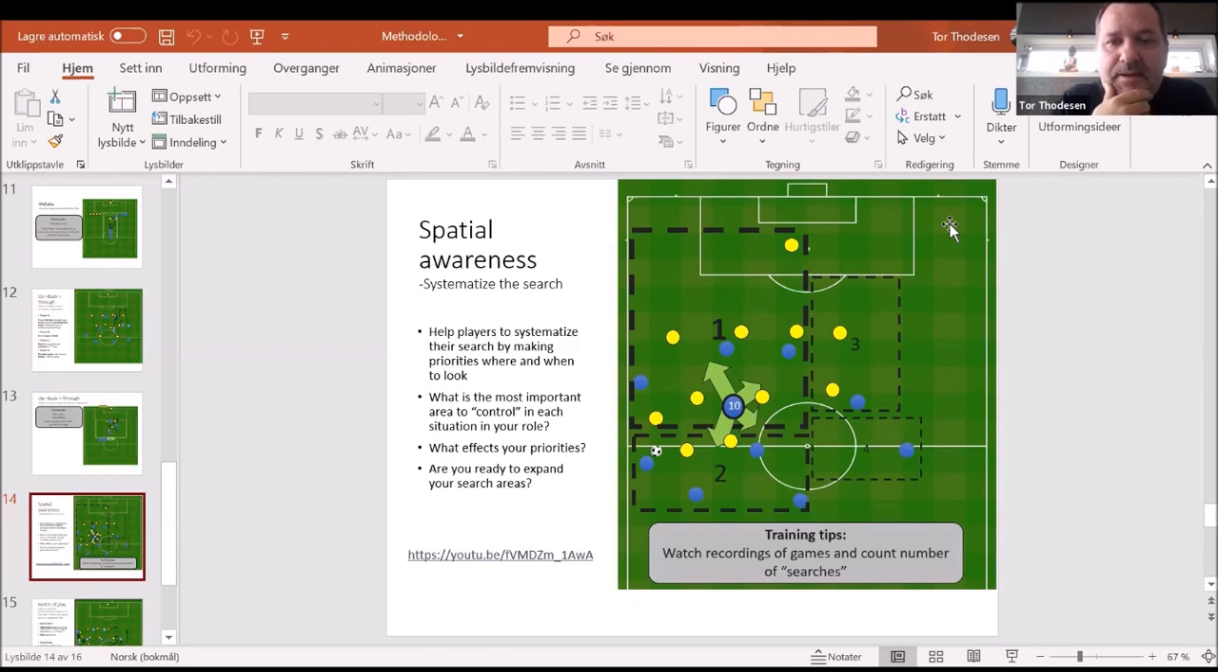Yeah, here it's about helping players systematize in what order they search. And here the example, we have the ball on the left fullback. We have a central midfielder, and we're trying to systematize what spaces he needs to be monitoring. If you go, yeah, there is a YouTube clip. I will see if I can reach it from here, down there on the bottom of the page.